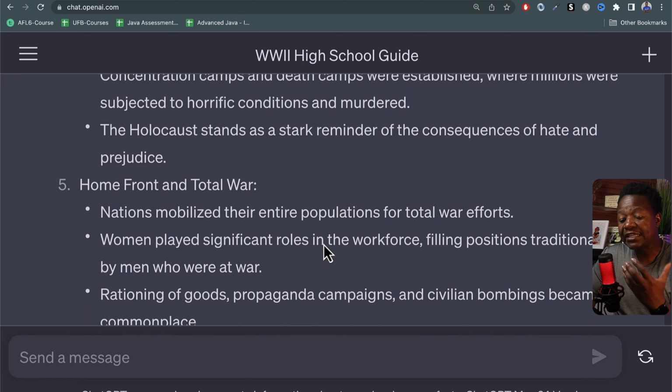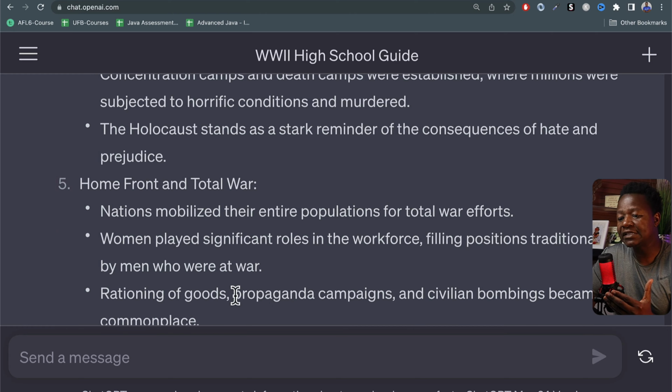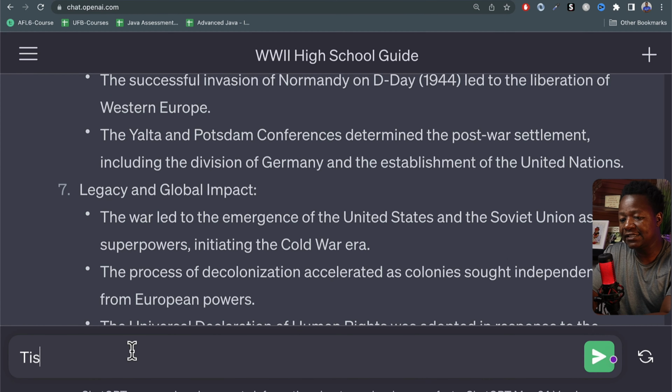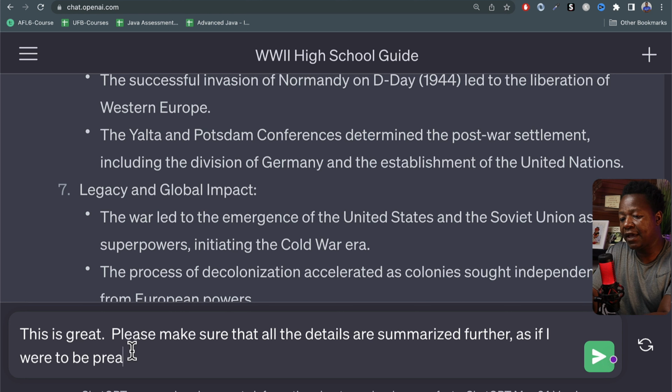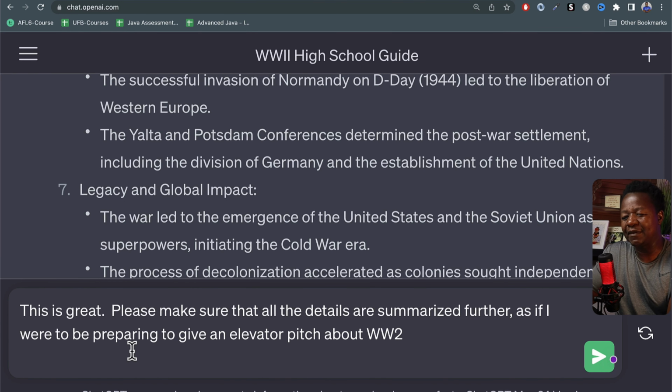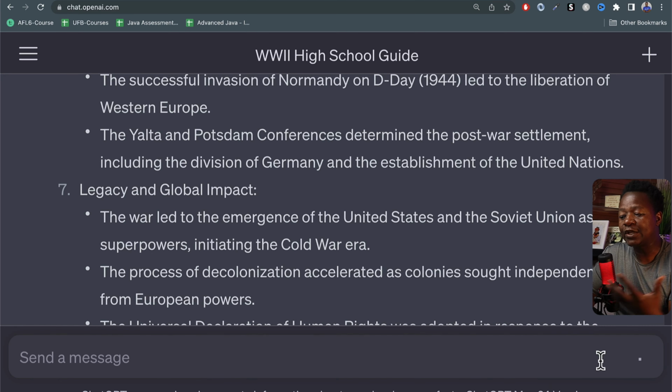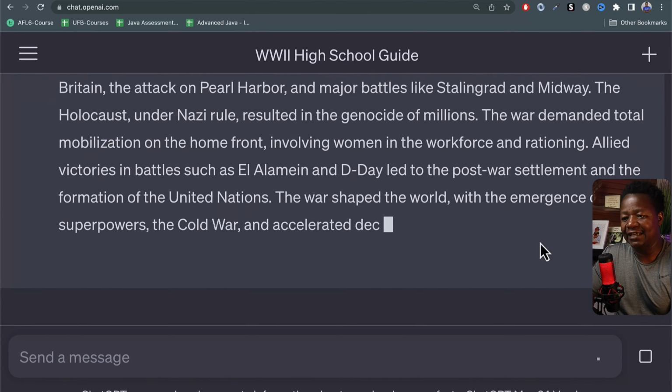And all of what happened in World War II. And we can keep moving in our refinement. We could probably say something like, "Please make sure that all the details are summarized further, as if I were preparing to give an elevator pitch about World War II." Okay, maybe not the best way of putting it, but you can see we can continue refining everything.